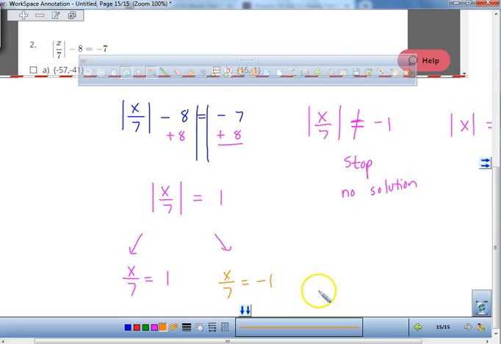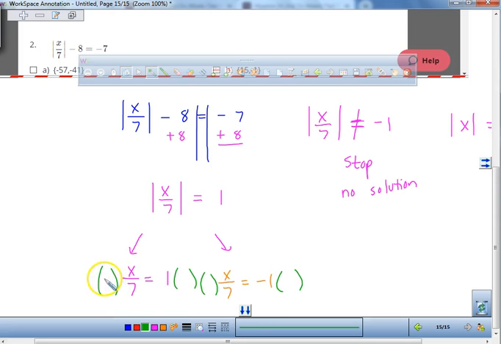Perfect. X over 7 equals negative 1. Very good. Now, both of these fractions are being divided by 7. So that lets me know what I need to do. All I got to do on both sides, I realize I didn't give myself a whole lot of room here. Okay, so hopefully this doesn't confuse people.